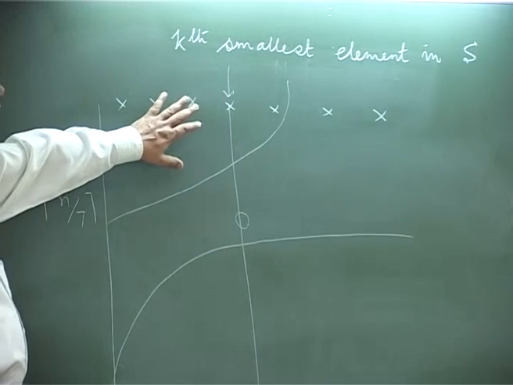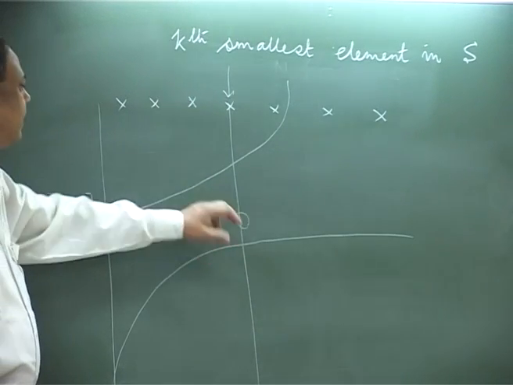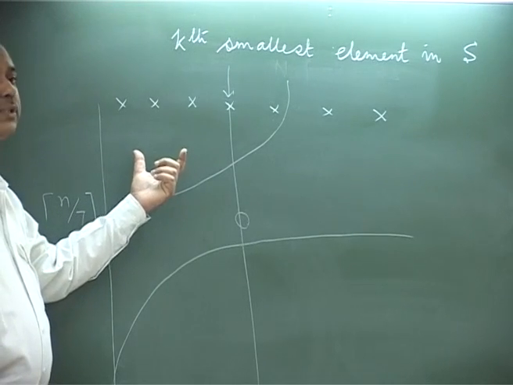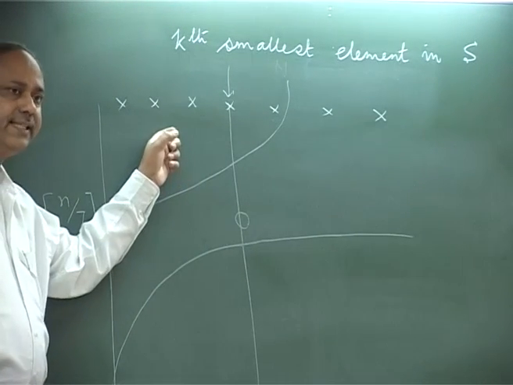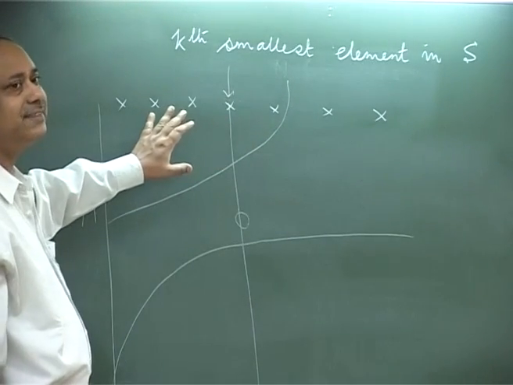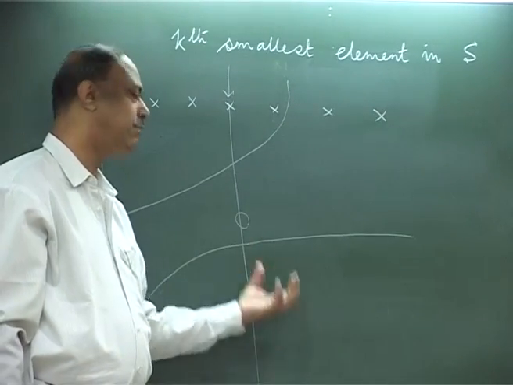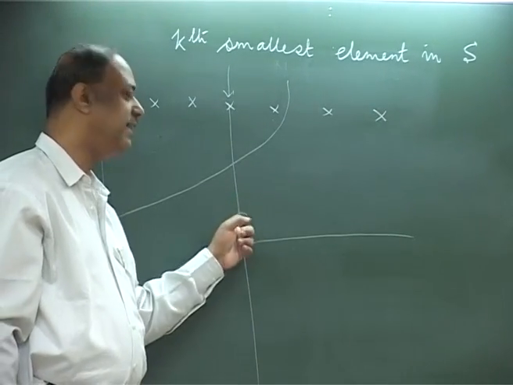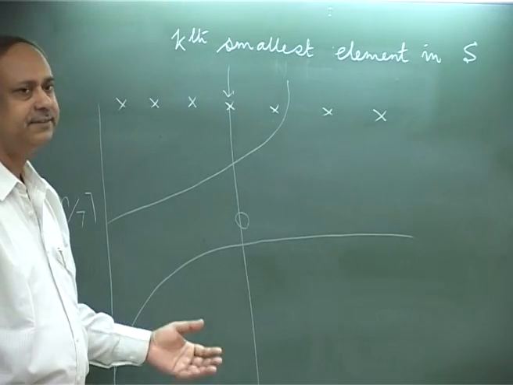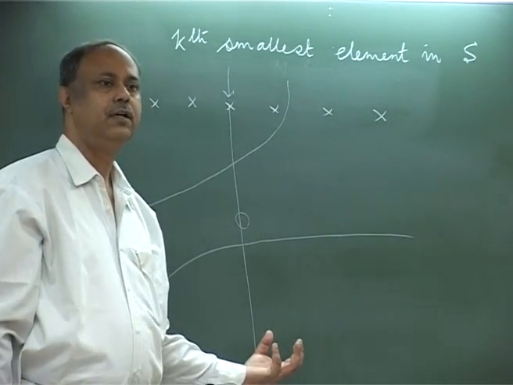Now, if you find that the total number of elements smaller than this is more than k, then the kth element is lying in this zone. If you find that the total number of elements smaller than this is smaller than k but larger than this part, then the median element itself is the kth element. Otherwise, your search zone is reduced to this, right?